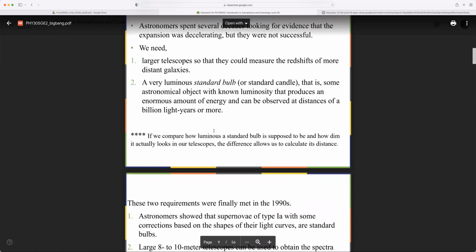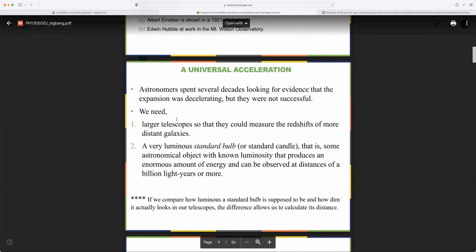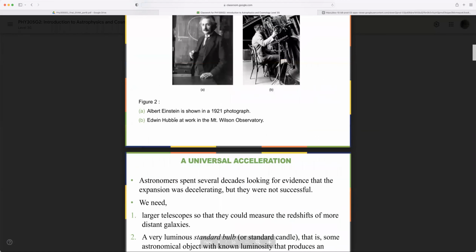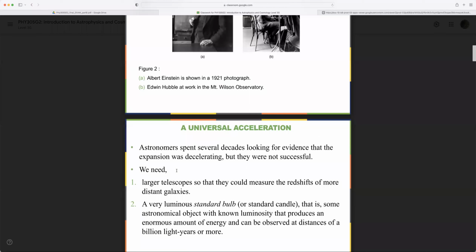And then here, I have talked about the universal acceleration. So that's about actually, because from Hubble's law, astronomers knew that the universe was expanding. But the question they had was whether this expansion will slow down or whether it has accelerated.